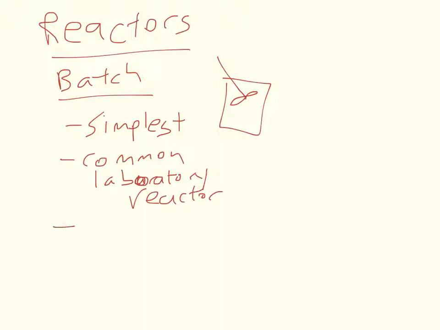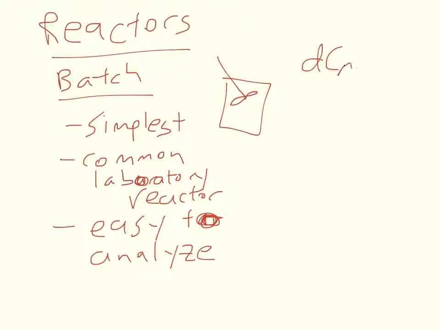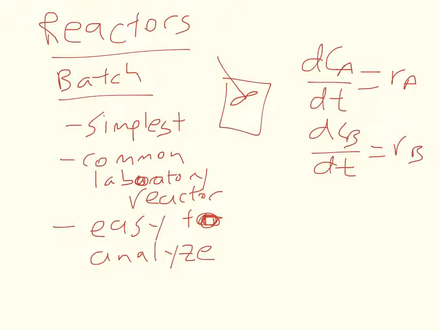It's also easy to analyze, I would say, compared to other reactors. Straightforward. The underlying equation that we need to be aware of is dC, and I'm just saying this is concentration of species A, and it's really concentration of other species. dCB/dt is equal to RB, etc.